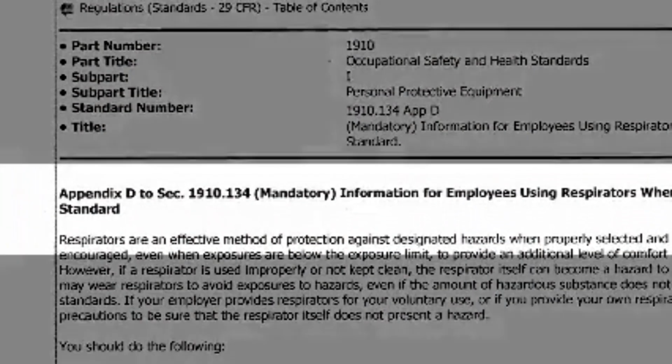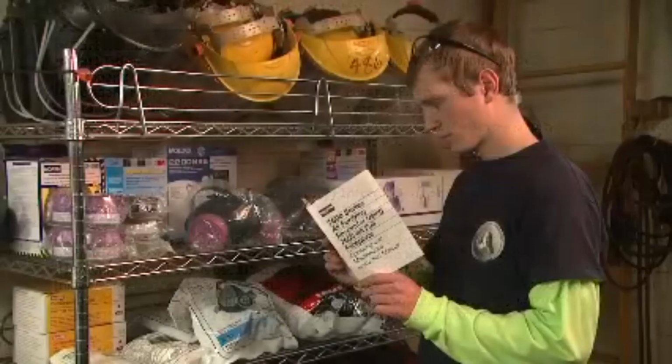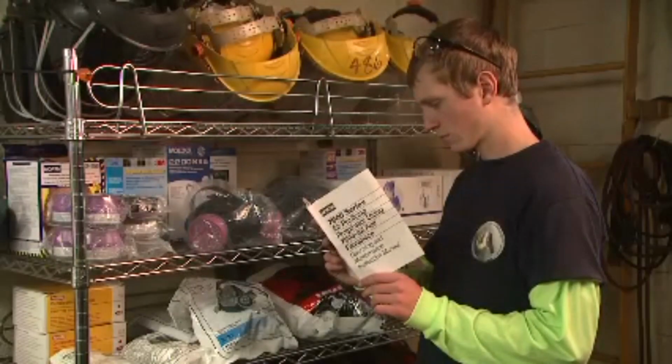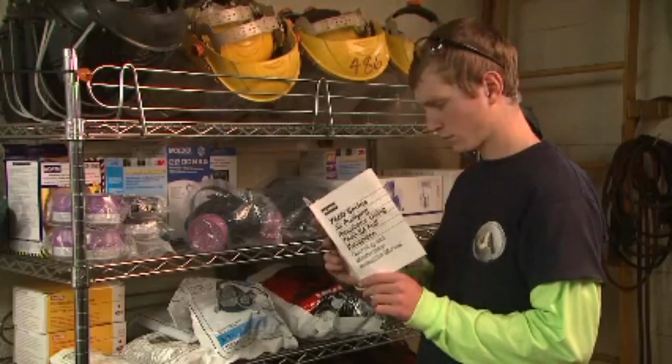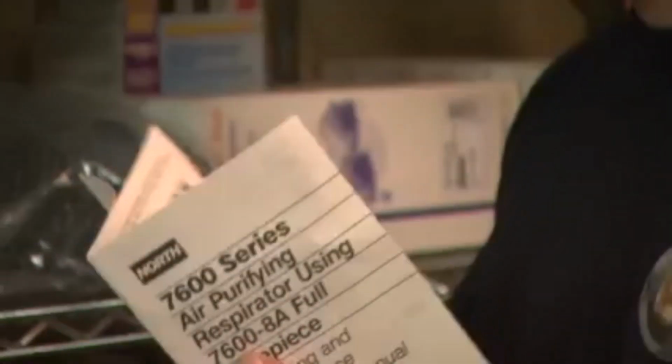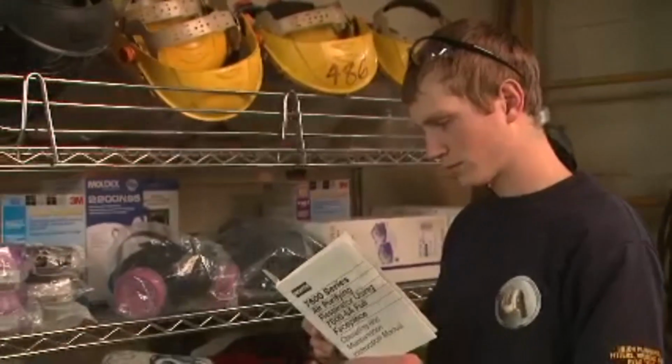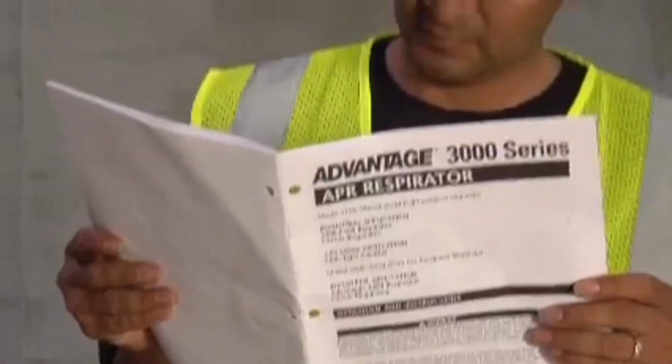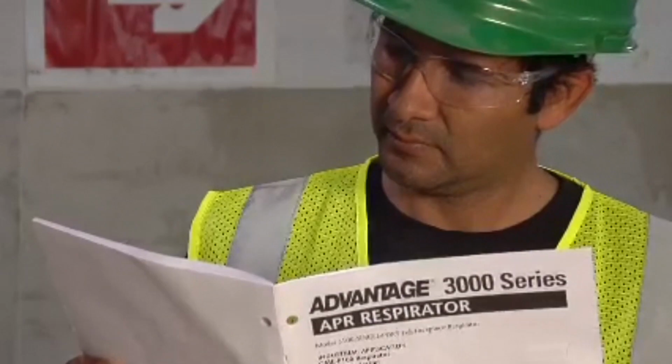In general, Appendix D advises you to read and follow the manufacturer's instructions provided with the respirator. These instructions include information on how to properly use, maintain, and care for the respirator, along with warnings on the capabilities and limitations of the respirator.